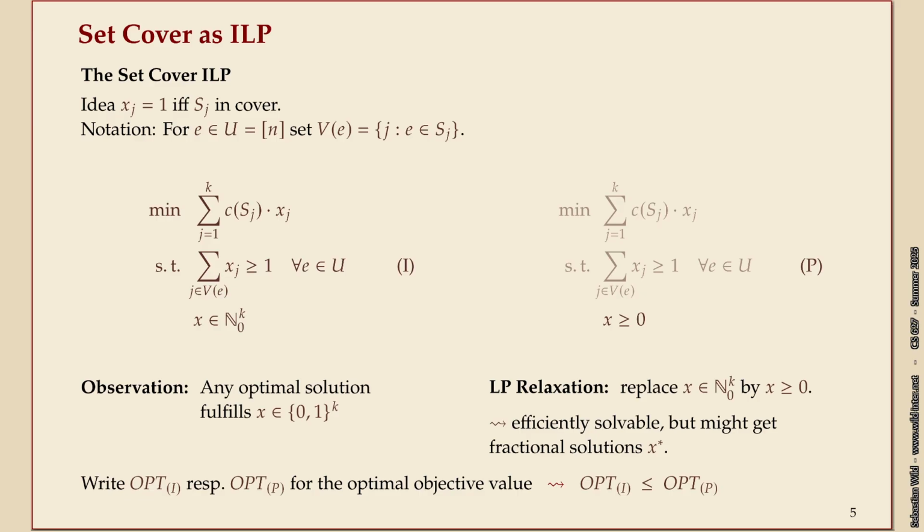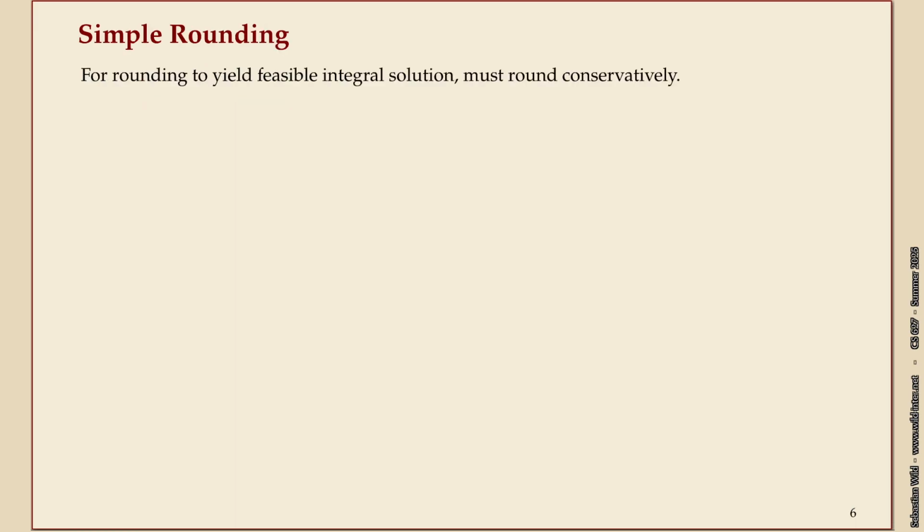And that's true in general. If we write the optimal objective value for the two problems with the subscript of the problem name, then the optimal value for the LP is the other way around, right? We're minimizing, so this is only going to be better than the integral problem. So we get a lower bound on the optimal solution. How do we make use of that?